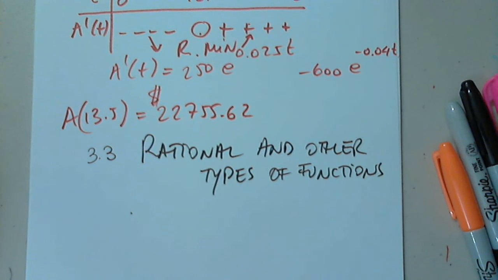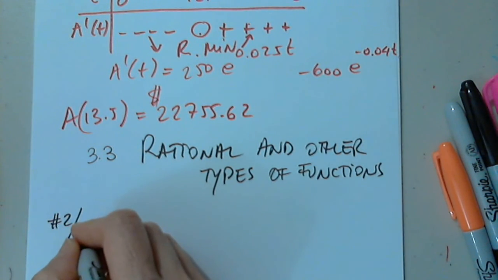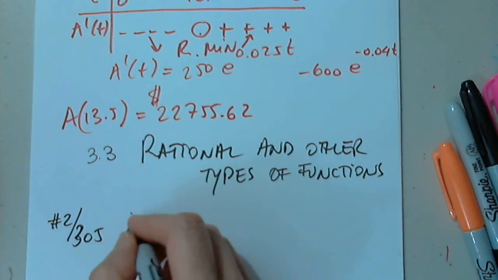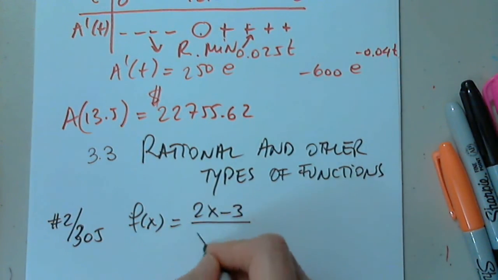And you will see what is different in rational. So right now we're going to look at rational. Allow me to choose the first problem in rational. I'm not going to answer just this, I'm going to graph the whole thing. So I'm going to start with problem 2. In 2 on page 305, we have a rational function, 2x minus 3 over x minus 5.